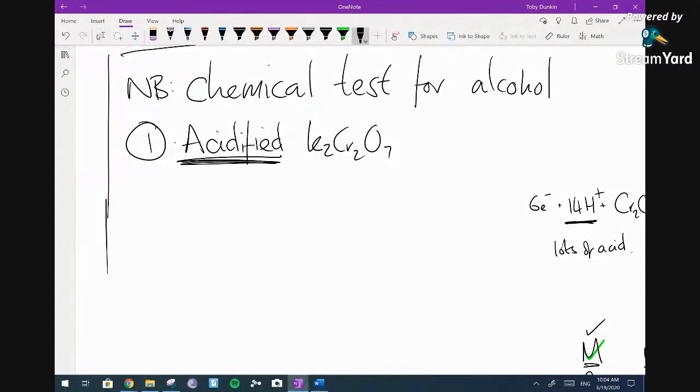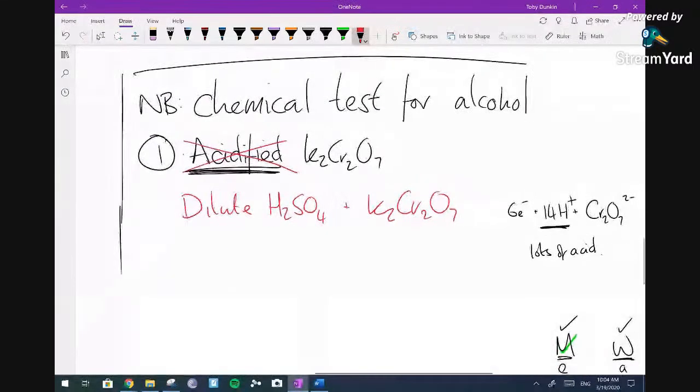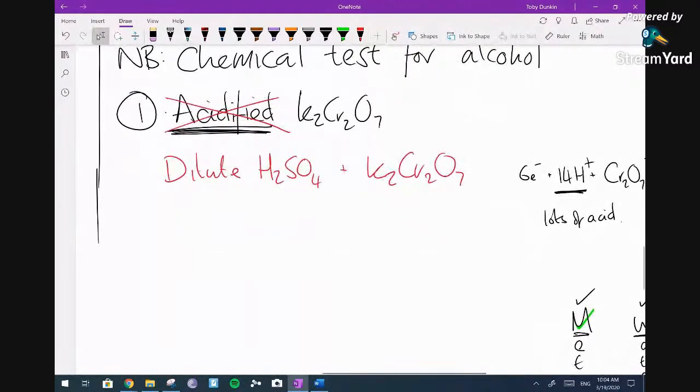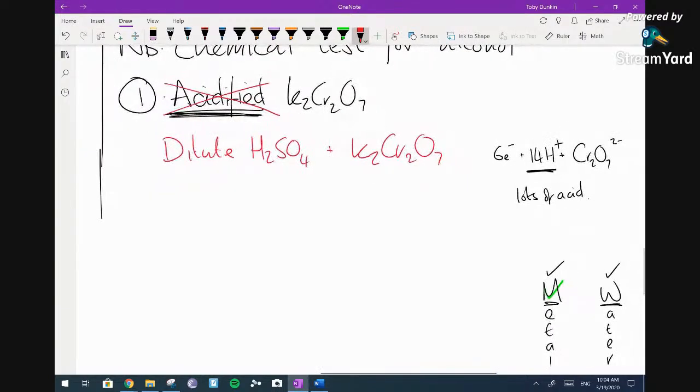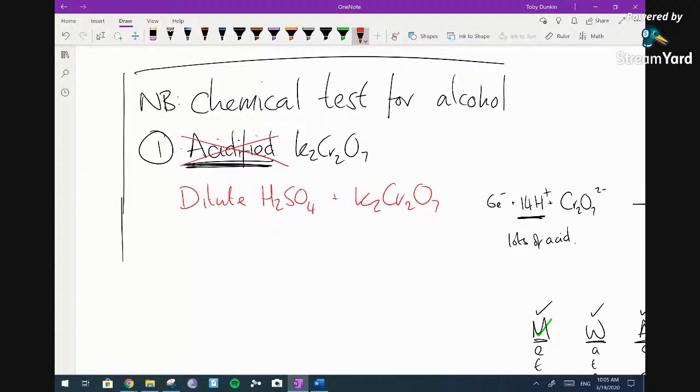What I would prefer you to learn, instead of "acidified", because I don't like it, is that there are questions which will stop you using it. The reagents are dilute H2SO4 and potassium dichromate. That is the answer to what are the reagents to oxidize alcohols for the chemical test. It can be 1 mark, but you have to give both. Beware of it. So the chemical test is H2SO4 and potassium dichromate.